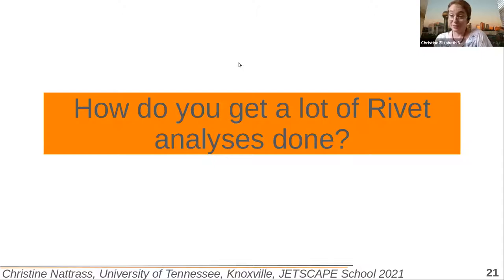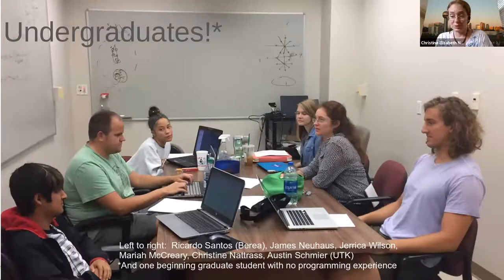So how do you get a lot of RIVET analyses done? I mentioned that we only had a version of RIVET which was fully functional for heavy ion collisions in 2019. And we have a lot of papers and very important papers from before then. The answer that we've adopted at UT is undergraduates. So undergraduates are approximately free and available in near infinite supply. So if you can get them to do this, it is both educational and a good way to get a lot of analyses done.